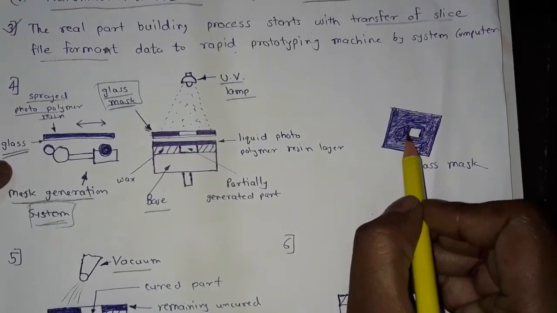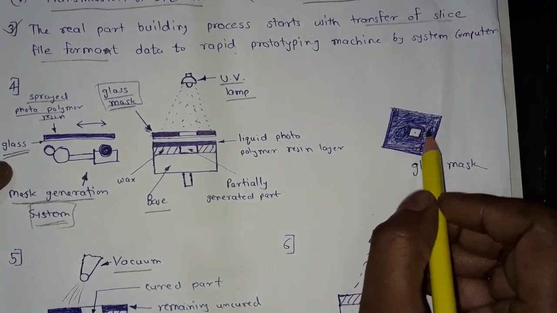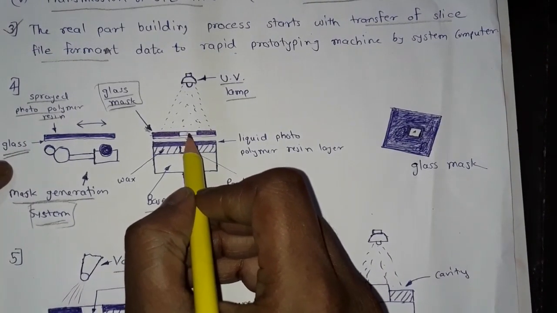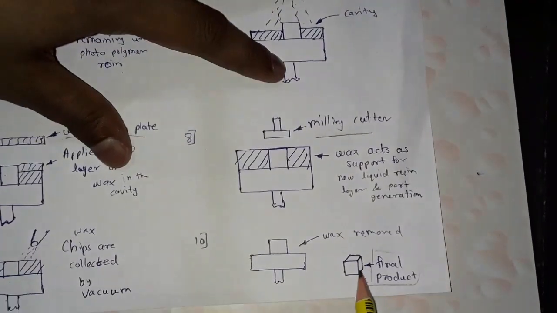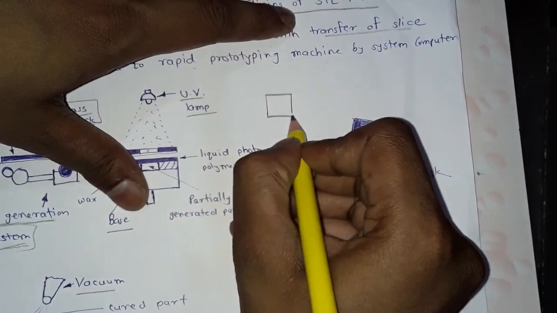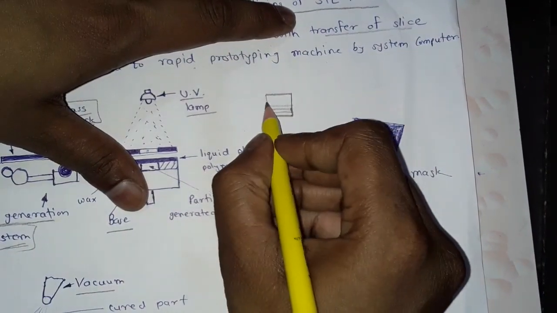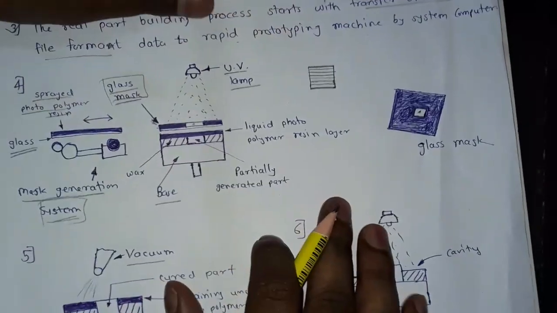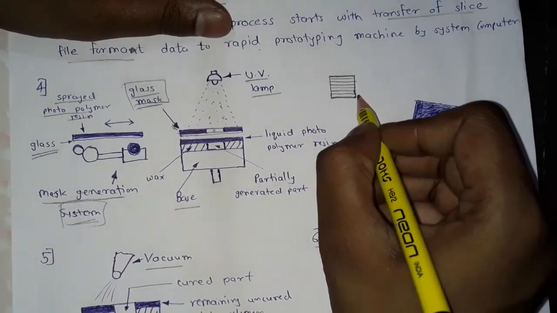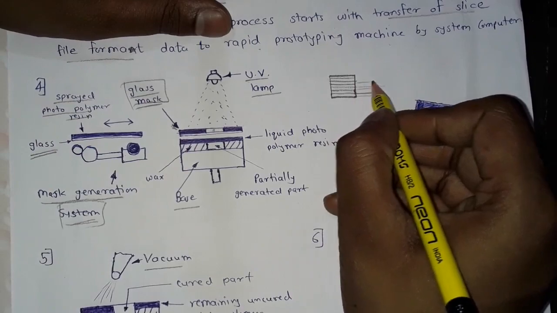Okay, here this is the layer, and this white portion is our part layer. You can see this also in this diagram. See here friends, this is our final product, a square in this case. This square is divided into a number of slices or layers, and this product is formed or produced layer by layer. This is the first layer, then this is the second layer, then the third, the fourth, and so on.